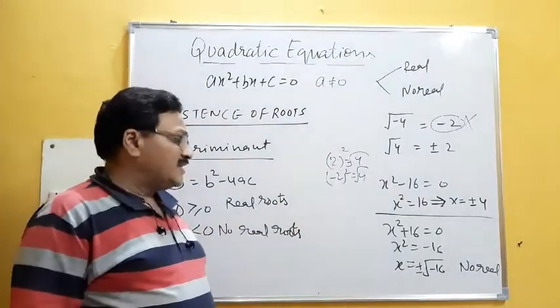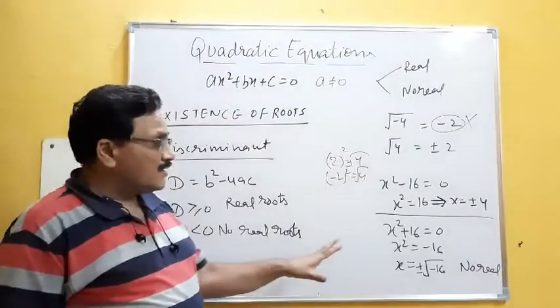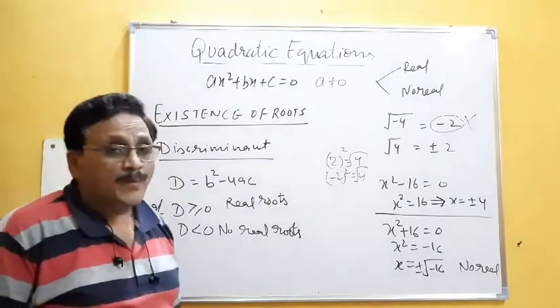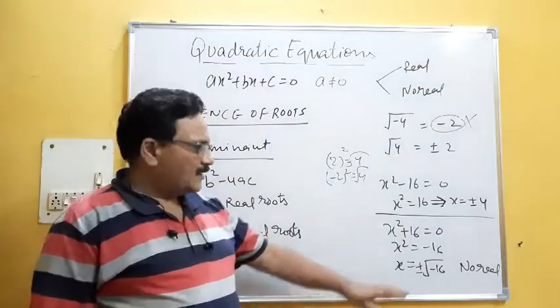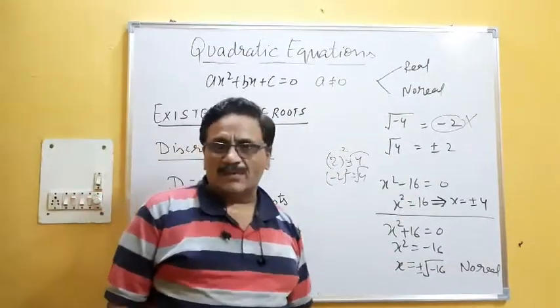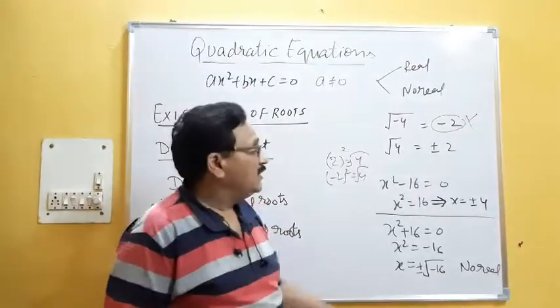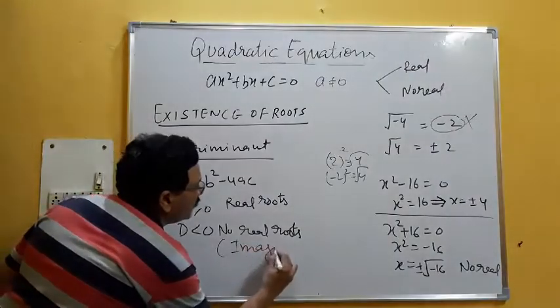The same in the next example, x square plus 16 equal to 0. You will see that x square is going to be minus 16. After that I get x equal to plus minus under root minus 16. What I wrote here: no real roots. They are roots but in complex number form. You can also call them imaginary roots. I will discuss later what this means.